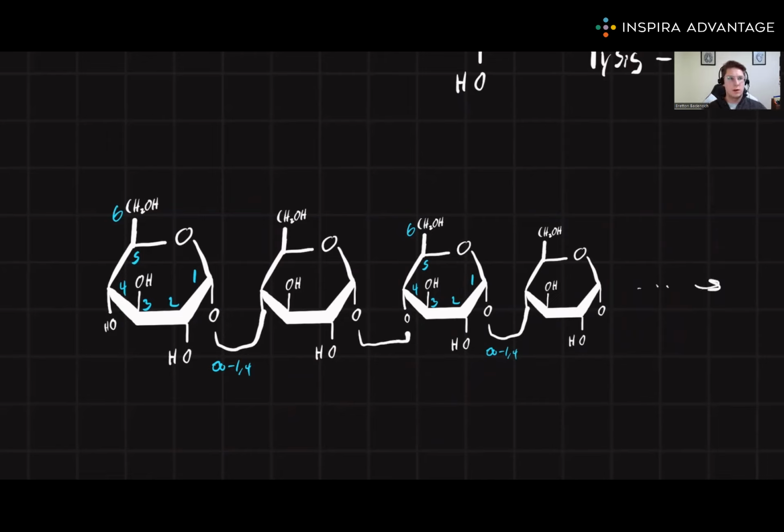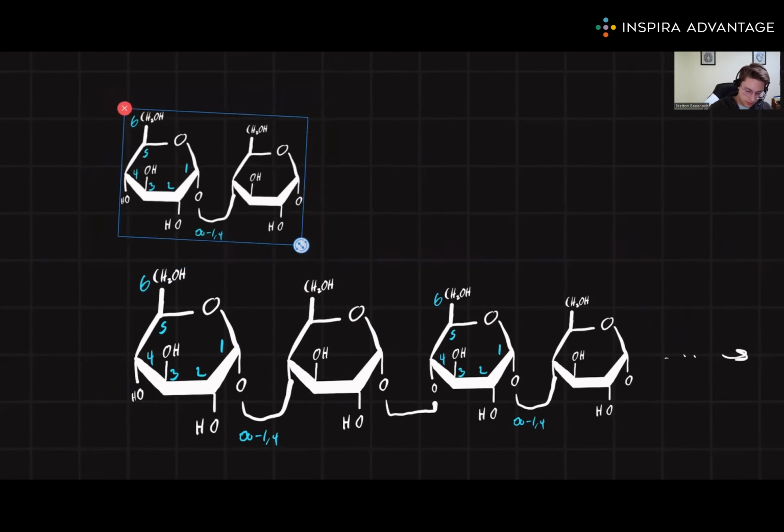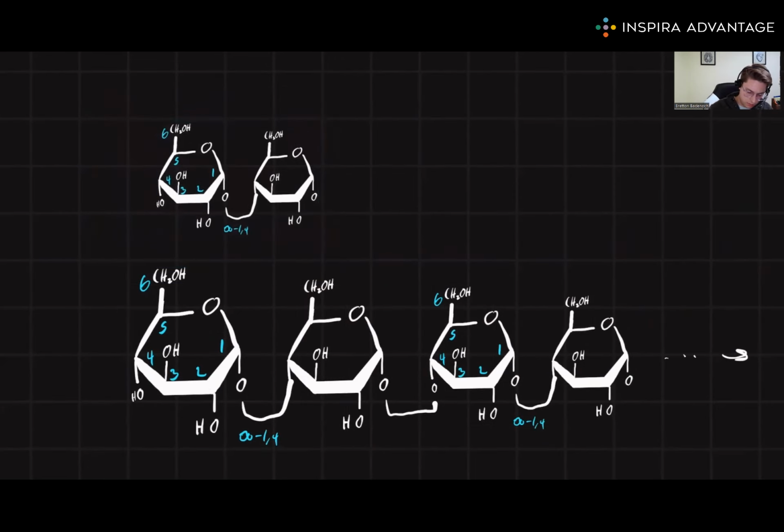But this isn't an efficient way to store glucose. This is just one directional. We want to branch out this chain. So that's exactly what branching enzyme does. And we said that branching enzyme forms alpha-1,6 bonds. So again, alpha-1,6. This means that we're going from that first carbon down to the 6th.